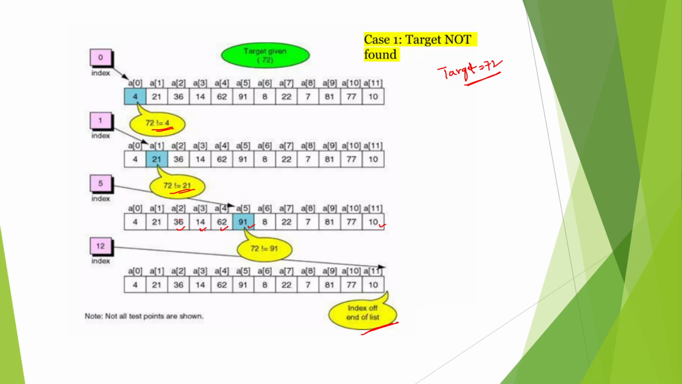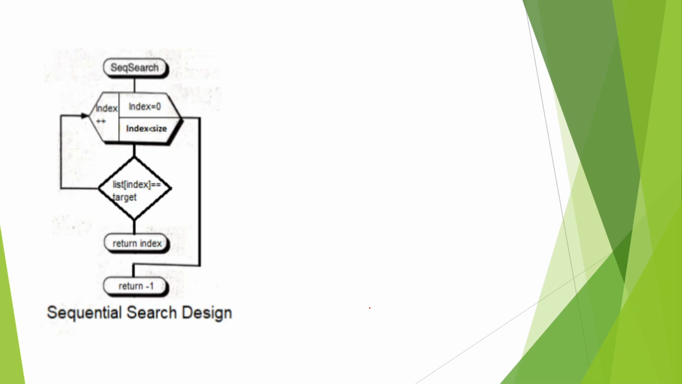So what we conclude: as we have reached the end of the list and still the target is not found, it means we conclude that the target is not available in the given list. Hope you understood my simple approach, the linear sequential search approach.